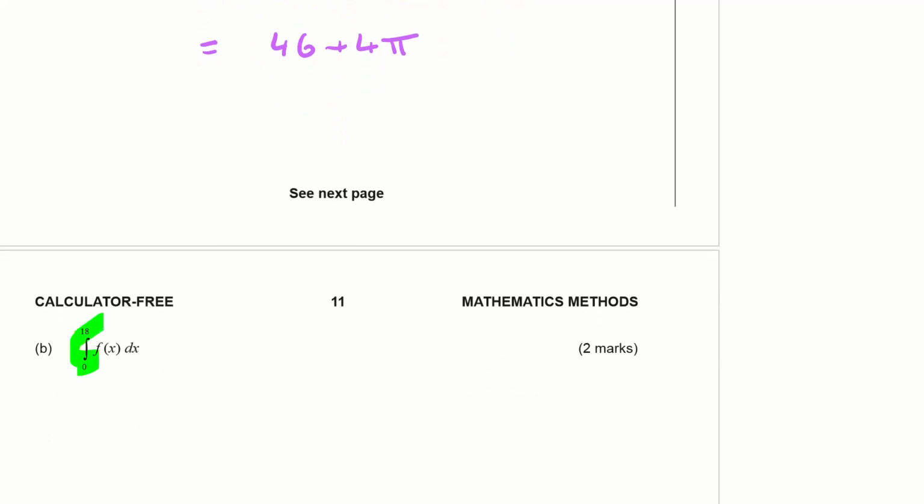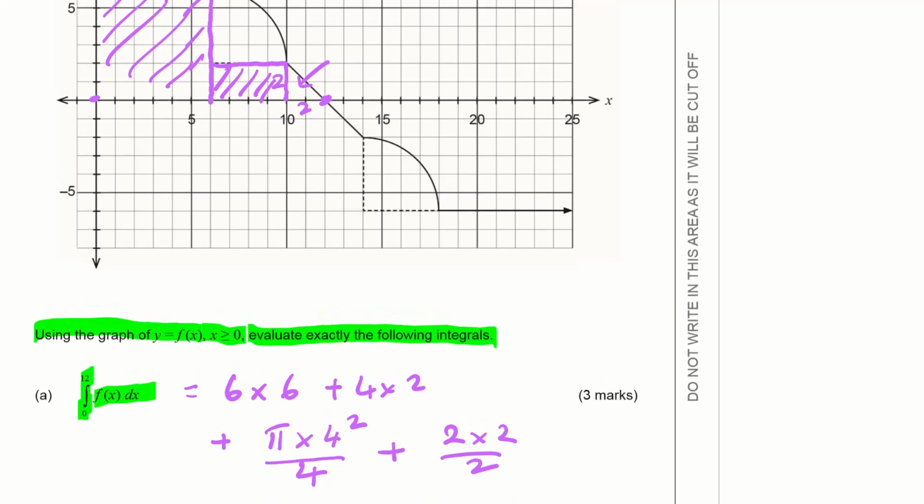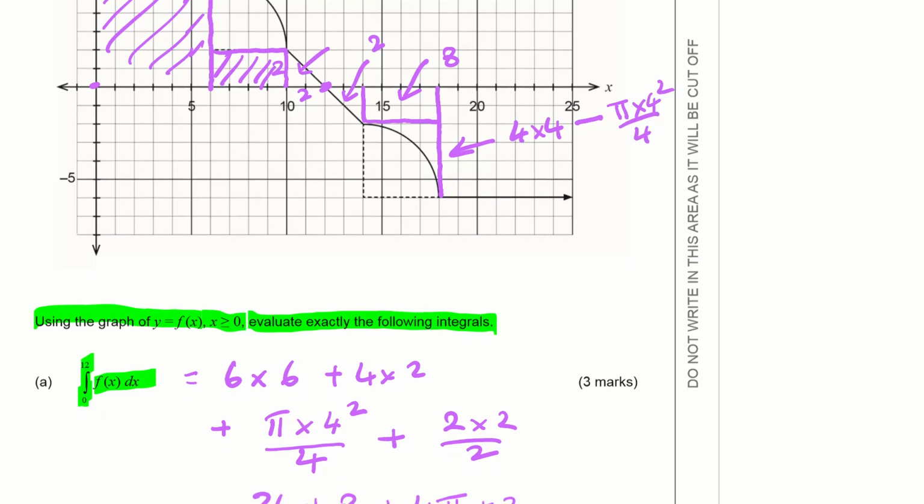Then we want the integral from 0 to 18 of f of x dx. So once we get to the 12, we then have some area below that we need to cancel off. So I've got that little triangle there, which would be 2. This one is 4 times 2, so that's 8. And then that bit there is going to be 4 times 4, take away pi times 4 squared over 4.